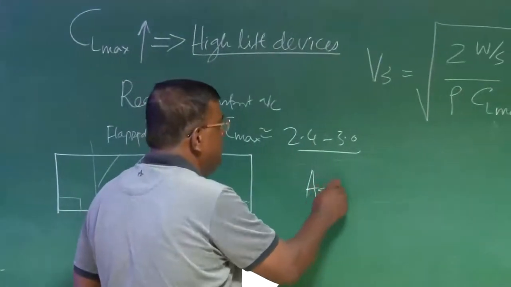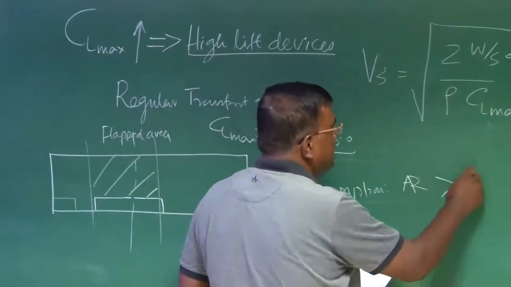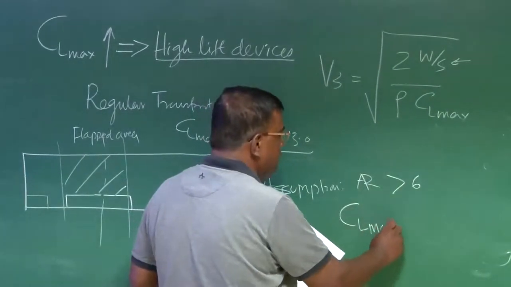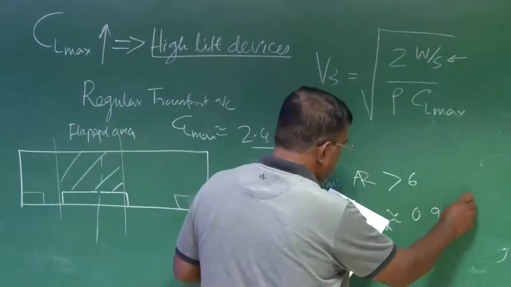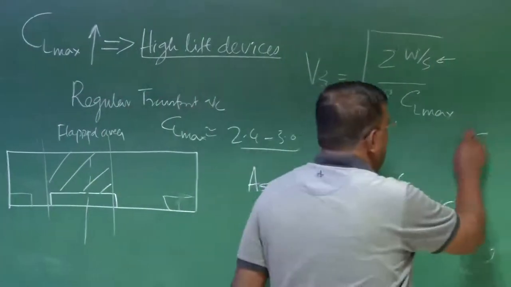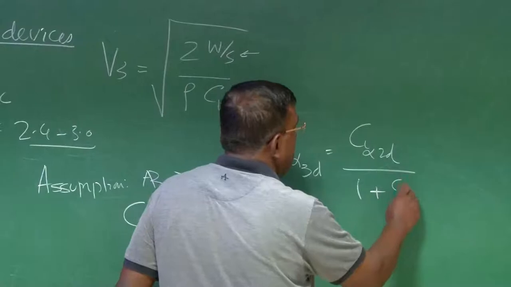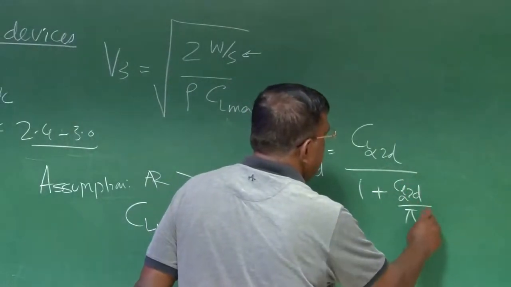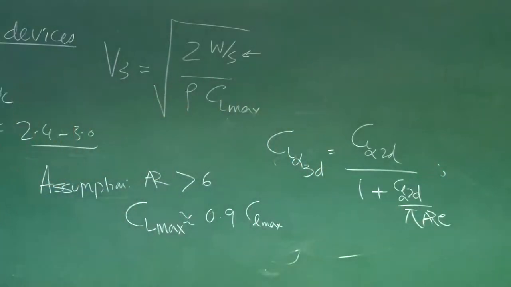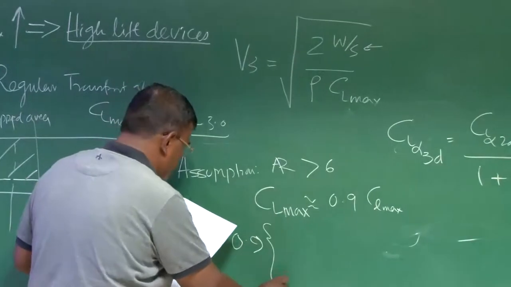The assumption is if the aspect ratio is more than 6, then 3D CLmax will be roughly equal to 0.9 of the aerofoil CLmax. You know the relationship, CL alpha 3D is CL alpha 2D by 1 plus CL alpha 2D by pi aspect ratio E. Typically 90% is a good estimate, okay? And then for CLmax of this wing, you can use this as a good initial estimate, because 90% is 0.9 into CLmax.